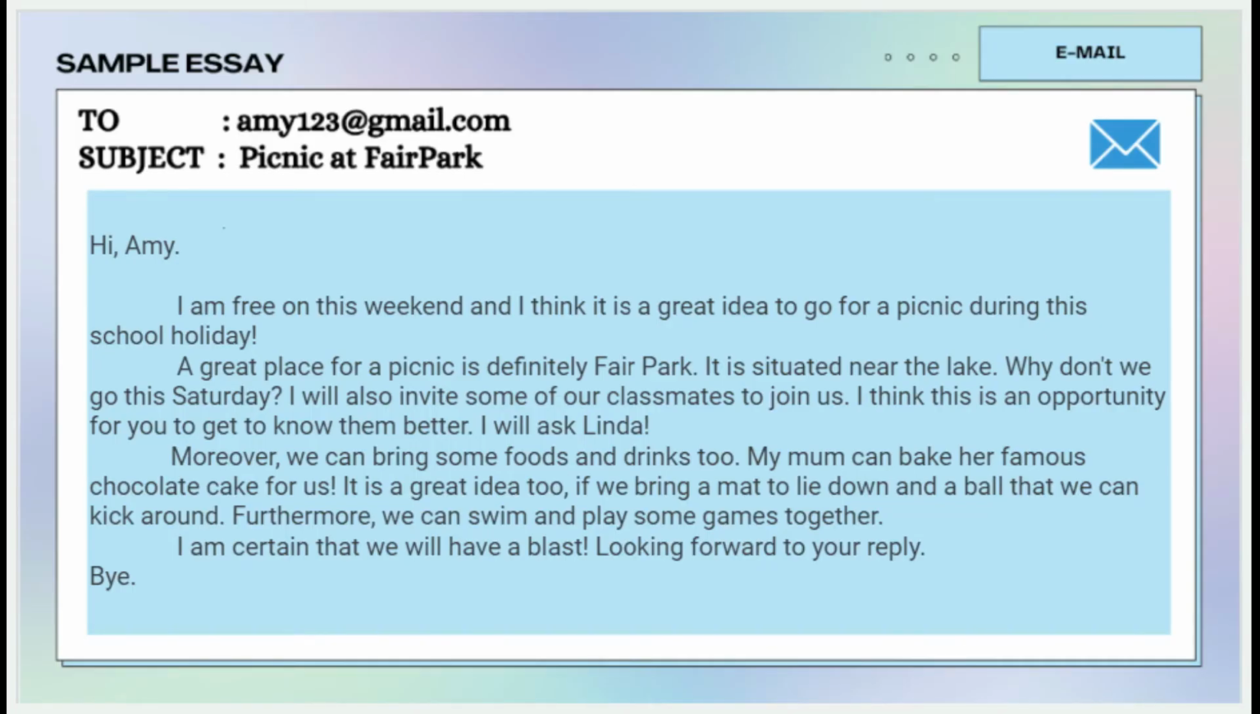Now, when you are all ready with your points and ideas in the mind map, you can start writing your email. As you can see here, this is a sample essay of your email writing in part 1, paper 1119/2. To is Amy's email, which is amy123@gmail.com. Subject, picnic at Fair Park.